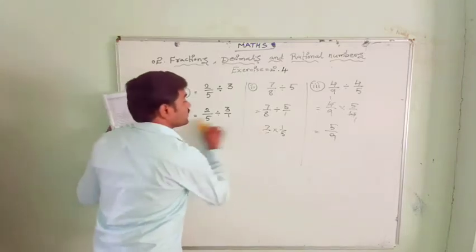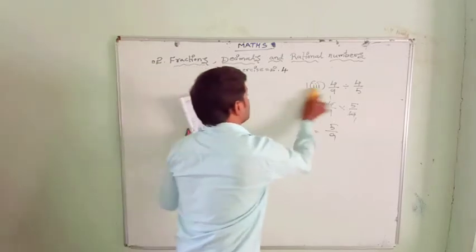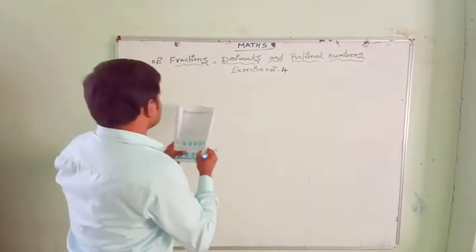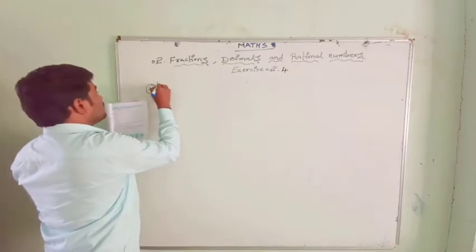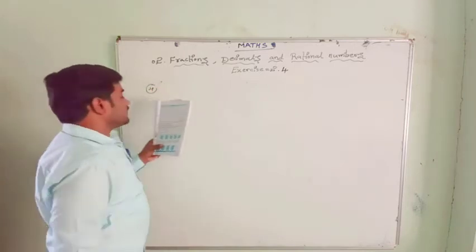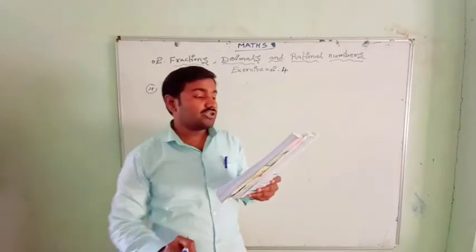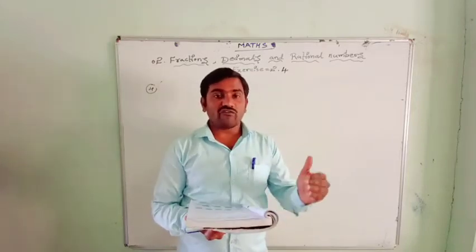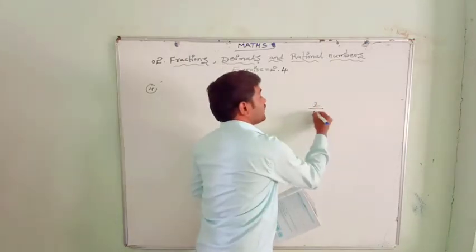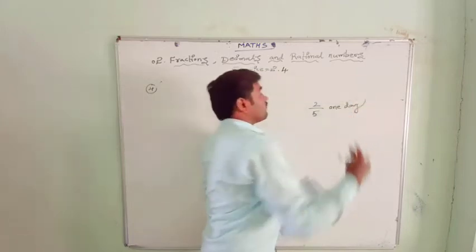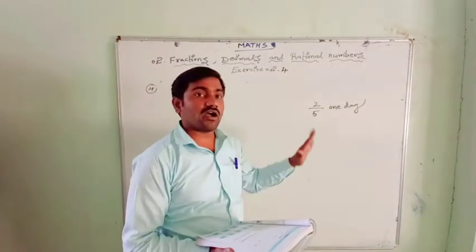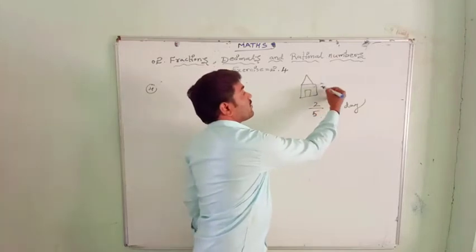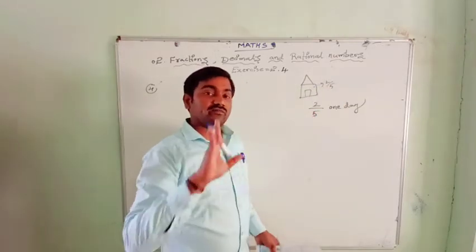So now we'll enter into the fourth bit, and this is the last question of this exercise, and the last question of the fractions also. It is the fourth question actually. See that Deepak can paint 2 by 5 of a house in one day. There is a house here. So in this house you can paint 2 by 5 of a part. A painting you can complete in one day.